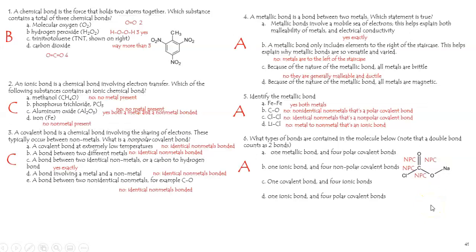Here we go. These are non-polar covalent. No. There's an error here. Can you see what it is? Every time it says NPC, it should be PC, because these are non-identical nonmetals. Therefore, it's polarized. Polar covalent. It says double bond counts as 2. So there's 1, there's 2, there's 3, there's 4 polar covalent, and this one's something different.